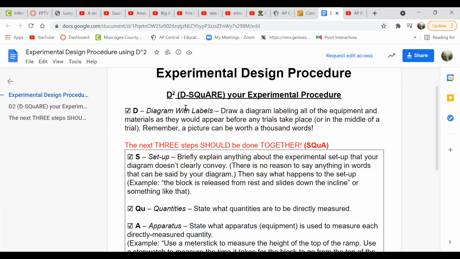Now, of course, if you're doing something with a rotation, you're going to probably want a pulley, string, something along this line. Like you're going to need the equipment necessary to do the thing. If you are doing something with springs, you're going to need a spring.